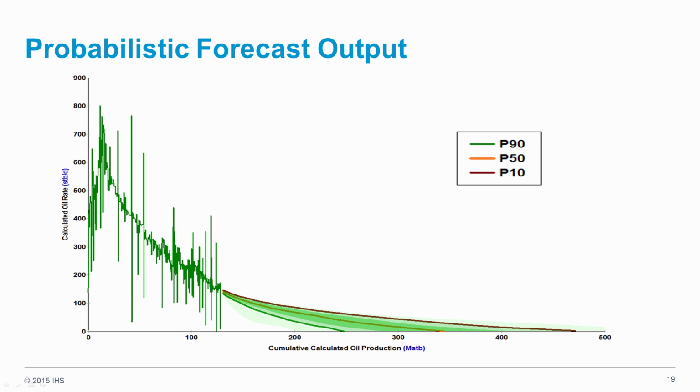So instead of having just one forecast, which we have to subjectively decide, is this our P50 or our P90 or what have you, or instead of having Jack and Jill's forecast versus John's forecast, we now have a range of all of the possible forecasts given a certain set of inputs.